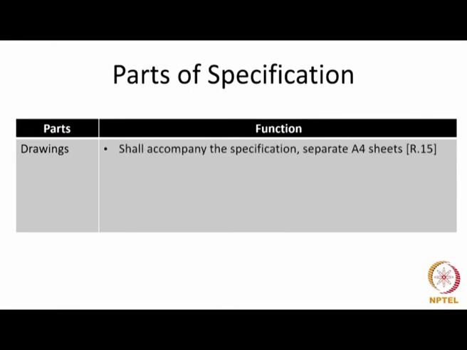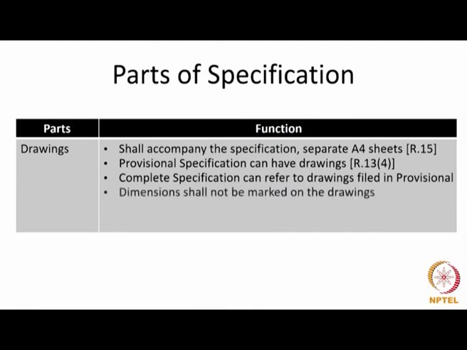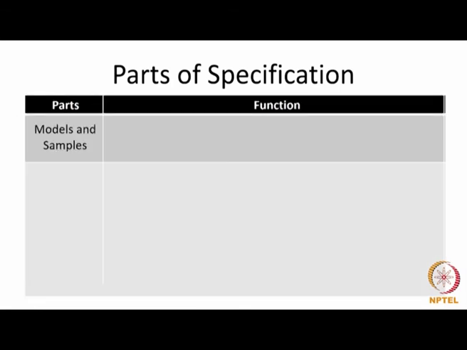Drawings: they shall accompany the specification, they shall be in separate A4 sheets, that is a requirement under Rule 15. The provisional specification can have drawings, and the complete specification can refer to the drawings filed in the provisional. Dimensions shall not be marked in the drawing. No descriptive matter except for flow diagrams, we had already mentioned this.